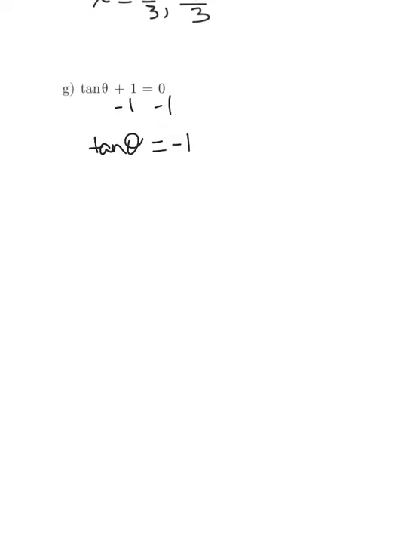Where is tangent negative? Quadrants 2 and 4. Where does tangent equal 1 or -1? It's always 1 or -1 at the over 4 angles. So in quadrant 2, the theta we would be talking about would be 3 pi over 4. And in quadrant 4, it would be 7 pi over 4.